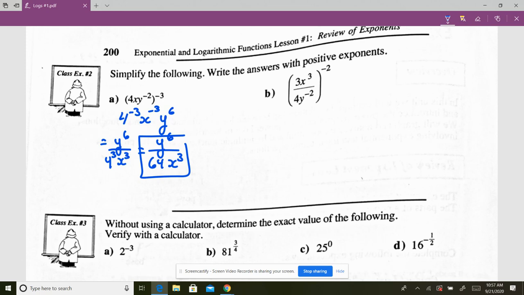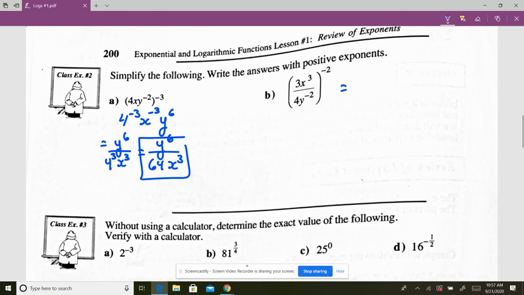All right, b. This fraction raised to the negative 2. Now again, a multitude of ways to do it. You could put the -2 into everything, but if I see a -2 on a fraction, like the whole thing, I flip the fraction. So I just go like that to make that 2 on the outside positive.